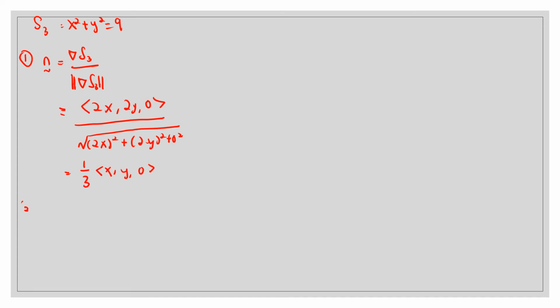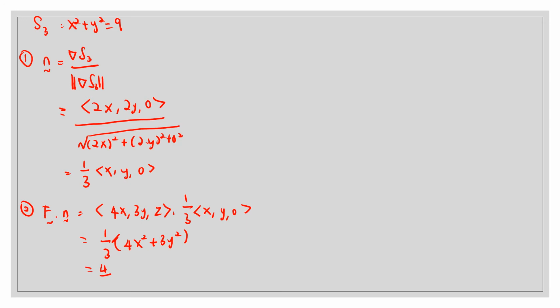Okay, step number 2, you need to calculate f dot n. So f here is (4x, 3y, z) dot 1 over 3 times (x, y, 0). When you solve this dot product, you will get 1 over 3 times (4x squared plus 3y squared). Okay, you can simplify it. You will get 4 over 3 times (x squared plus y squared).